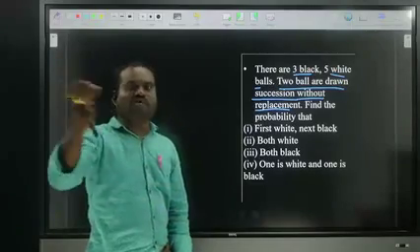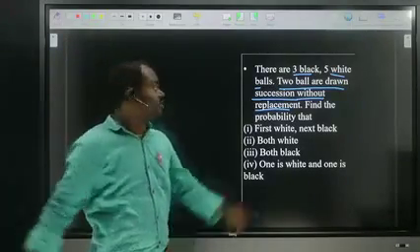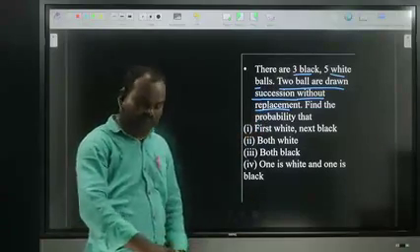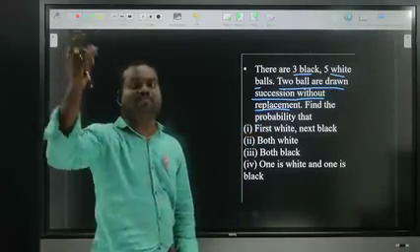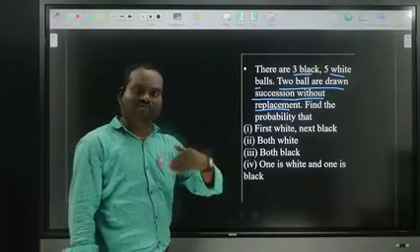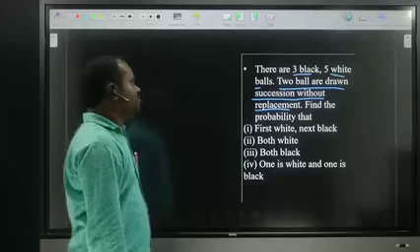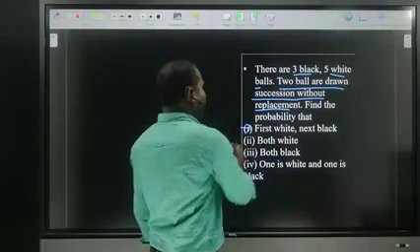One after one. First of all, one ball is drawn. He saw the color and kept it outside, because it is without replacement. Later he takes one more ball without replacement. Succession means one by one. Now the first question: first white, next black.